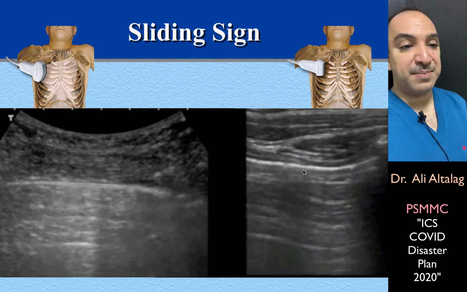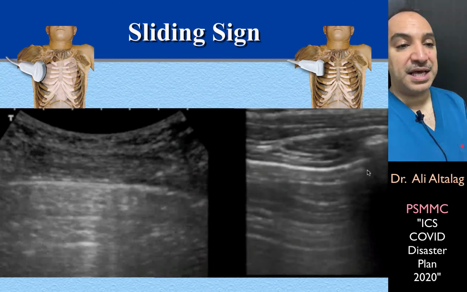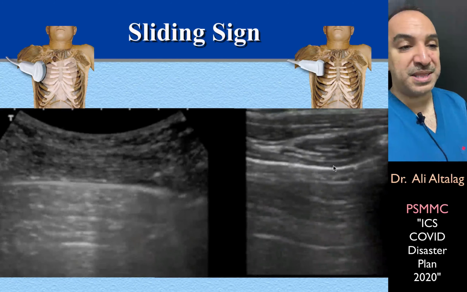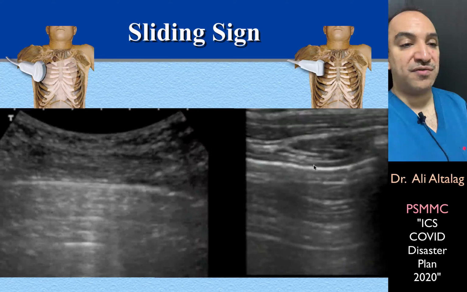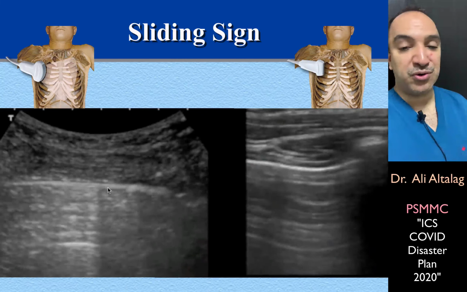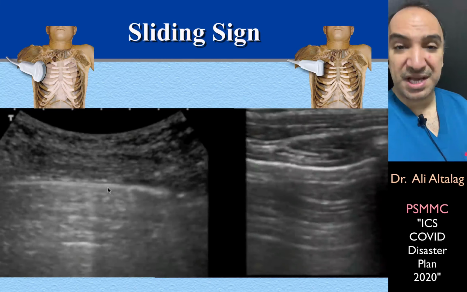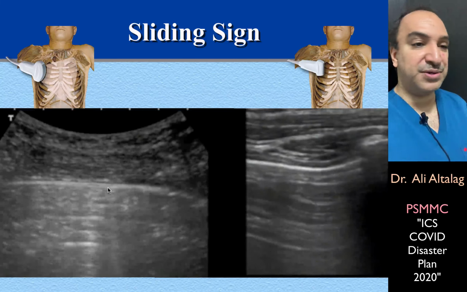As you see, this is the pleura, this is the soft tissue, this is the pleura, this is the soft tissue here. You can notice that there is some sort of sliding motion of the pleura. This is called the sliding sign. You see it here too. So the presence of sliding pleura or sliding sign rules out pneumothorax beneath your transducer.